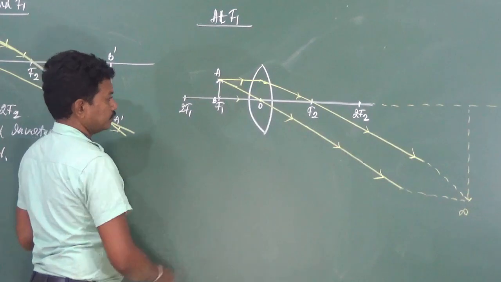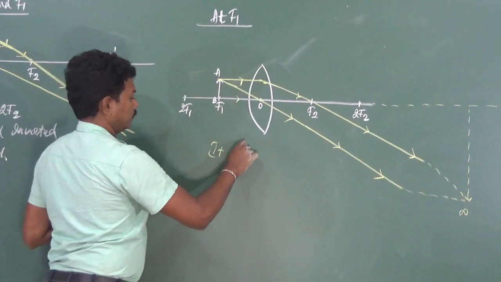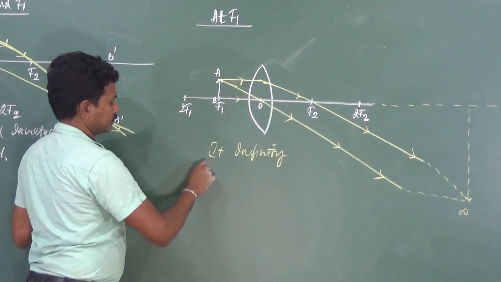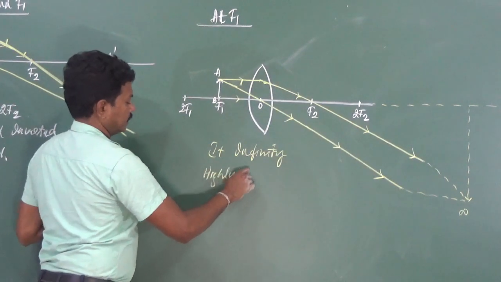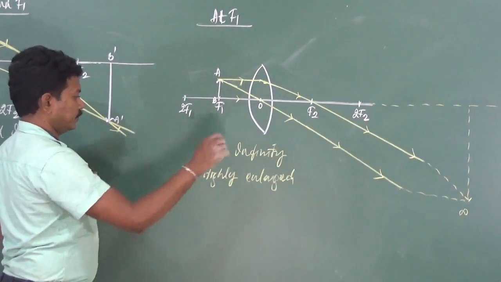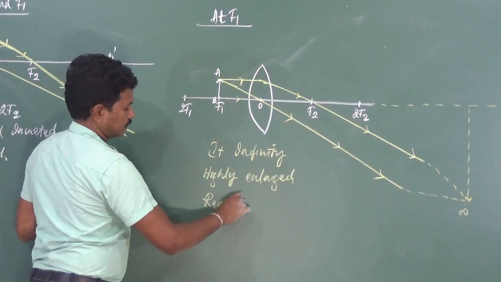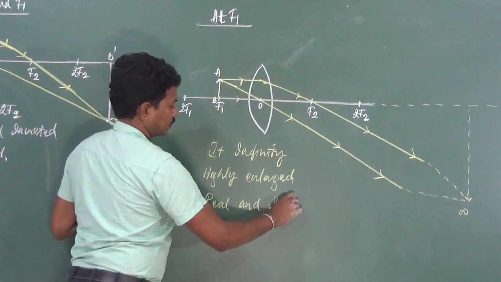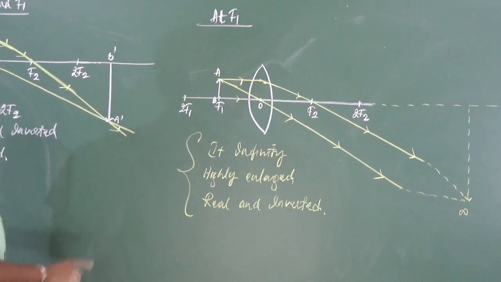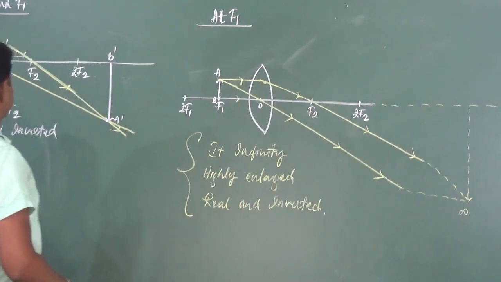So let us write the statistics. The image is formed at infinity. It is highly enlarged, and at infinity also, as the two actual light rays are going to meet, the image is real and inverted. So the image is formed at infinity, it is highly enlarged, real and inverted, right?